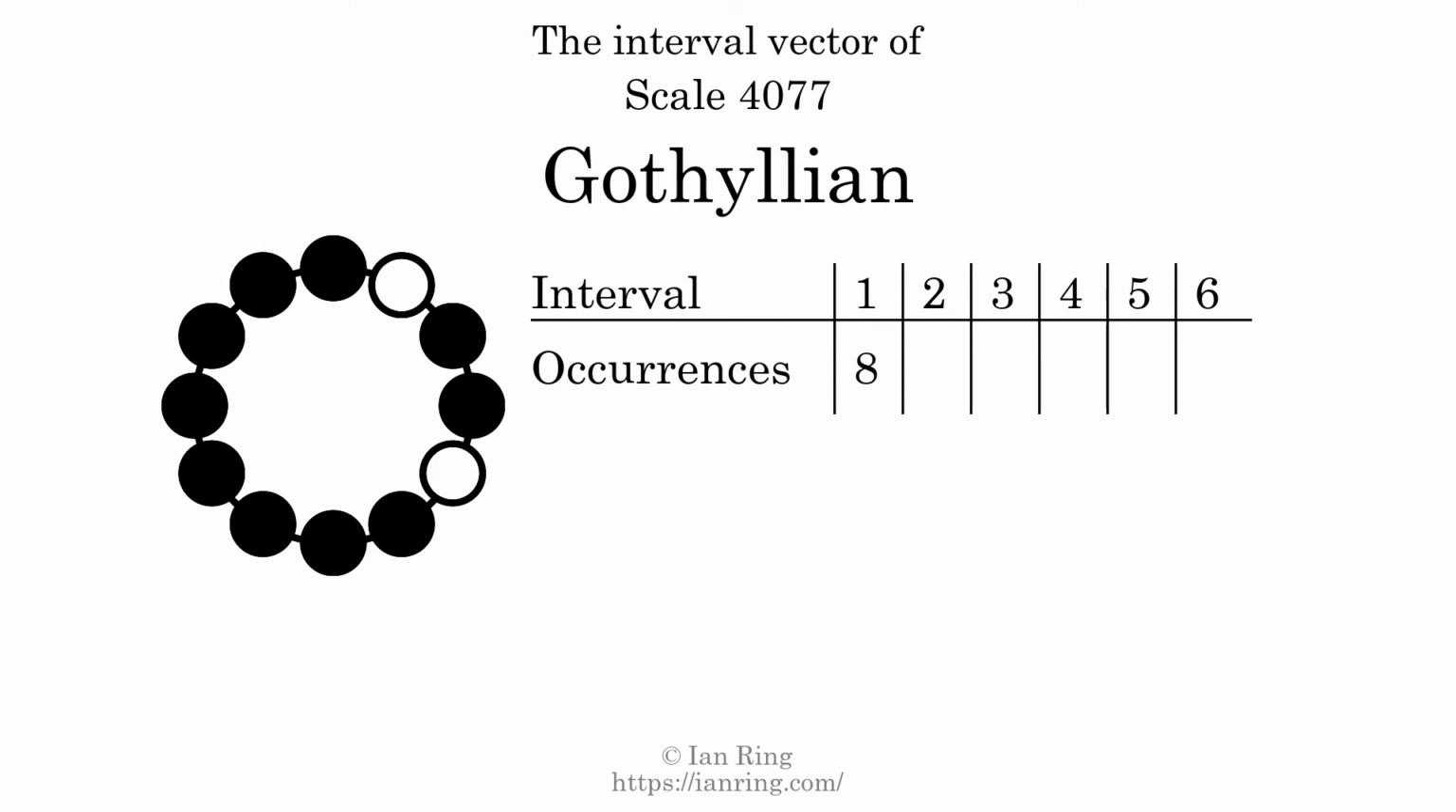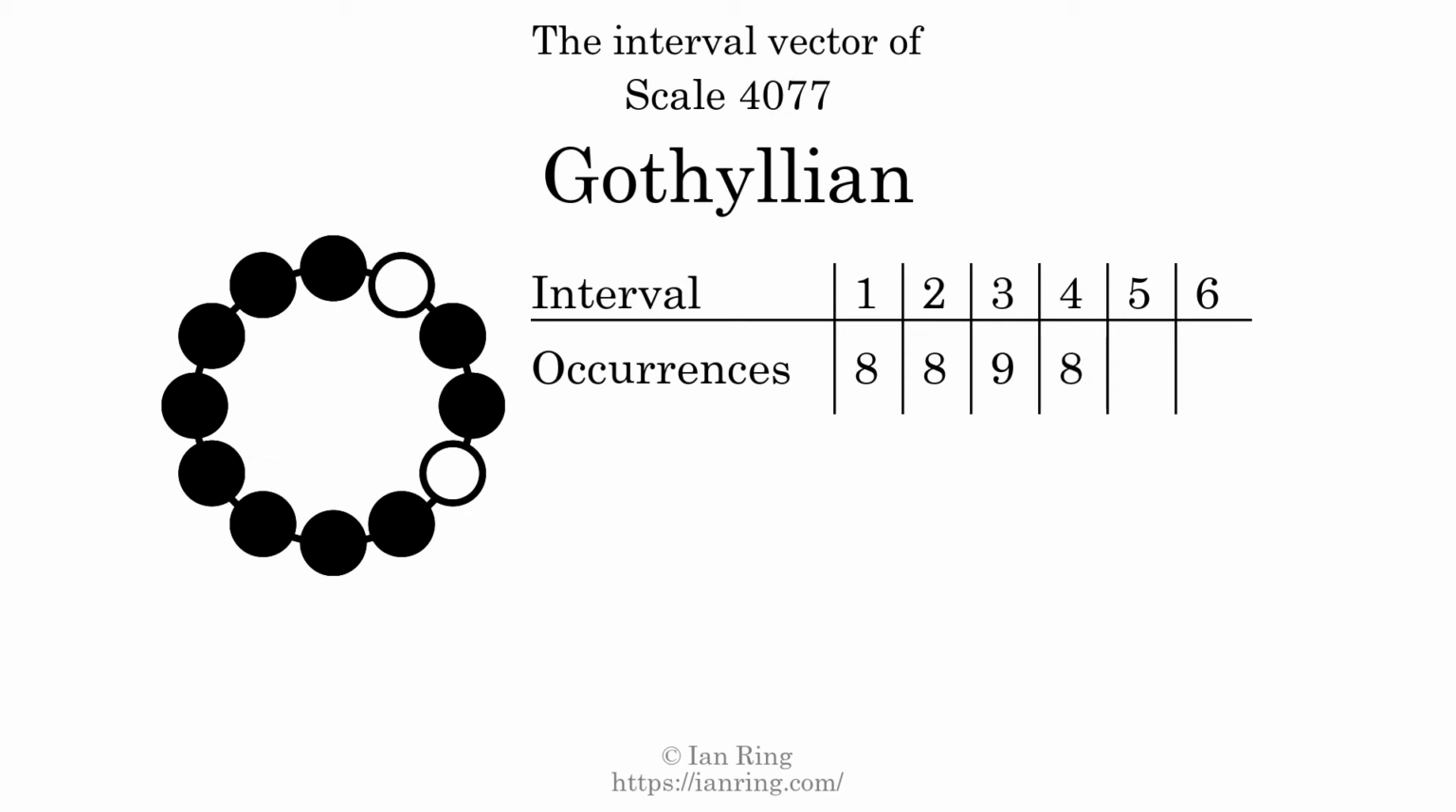There are 8 intervals with the size of 1 semitone. They are here, here, here, here, here, here, here, and here. There are 8 intervals with the size of 2 semitones. There are 9 intervals with the size of 3 semitones.